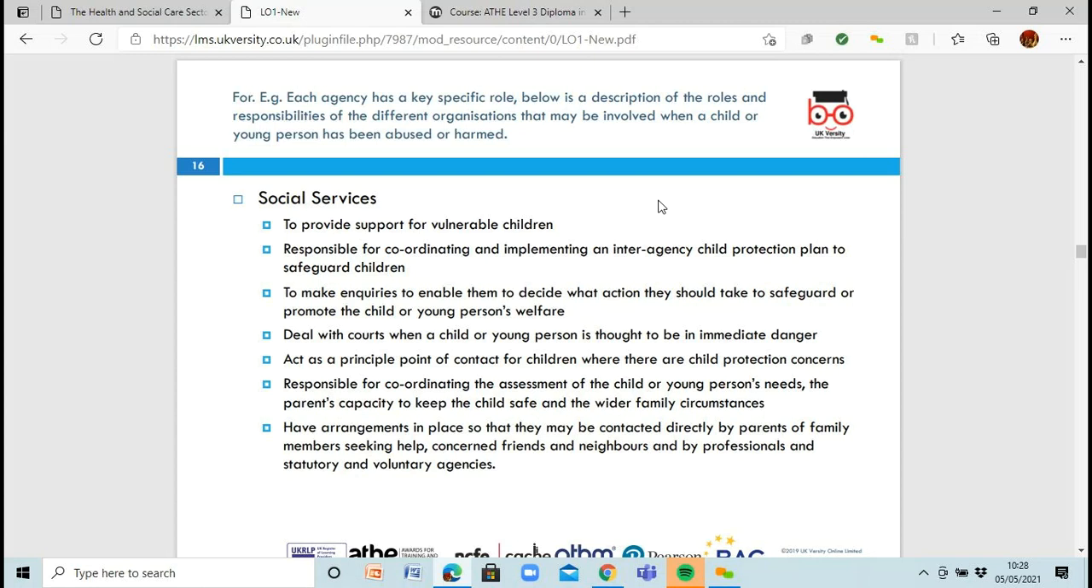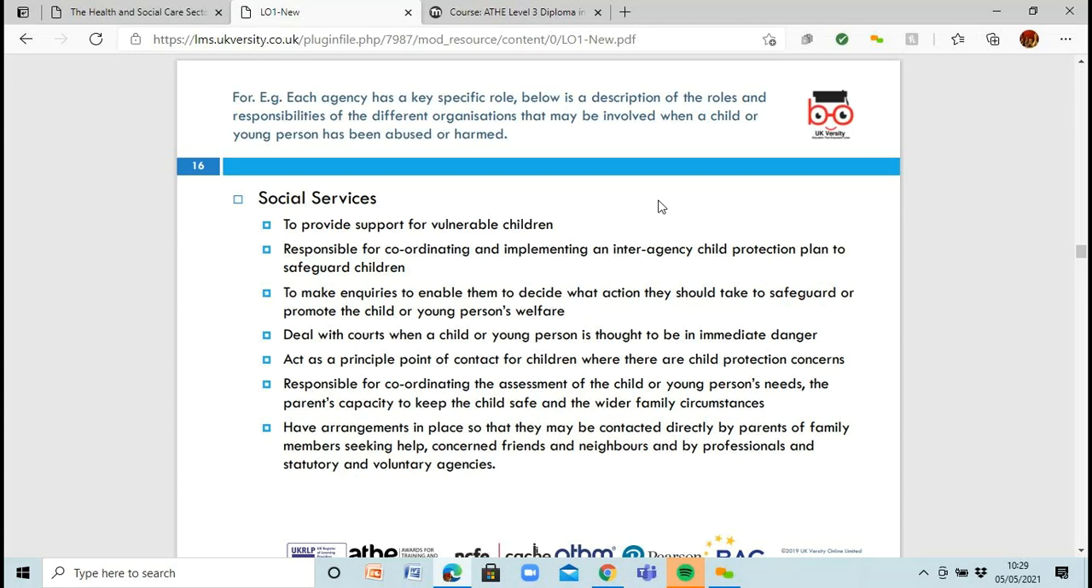So the social services are there to provide support for vulnerable children. They're responsible for coordinating and implementing interagency child protection plans. Safeguarding is a very big thing within the social services. They're there to ultimately make sure that children or vulnerable people are being safeguarded. They're there to make inquiries. So if there's ever been an issue about safeguarding or about a person's welfare, they'll step in and make inquiries. They're going to deal with courts.